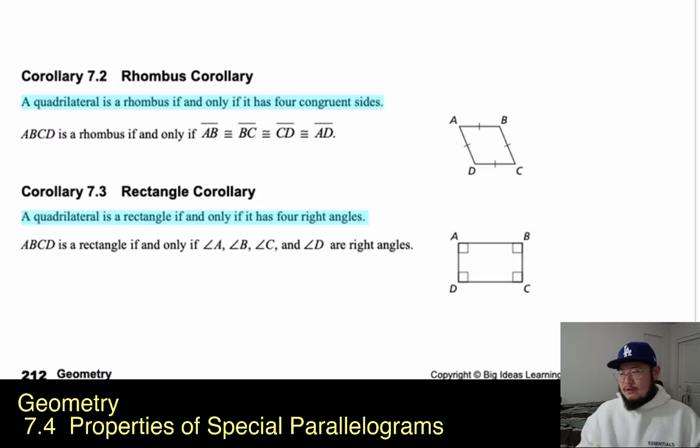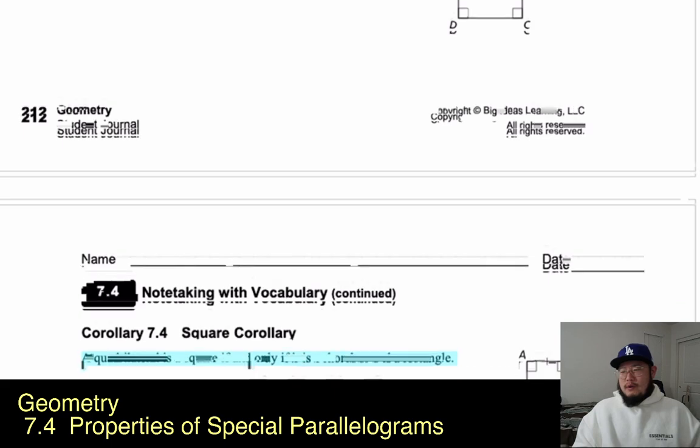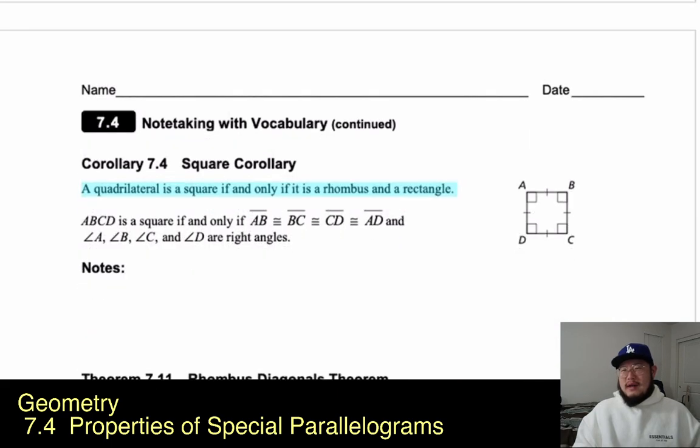The rectangle corollary: a quadrilateral is a rectangle if and only if it has 4 right angles. All right, you should already know that the angles are right angles. Once again, with the square corollary, we have a quadrilateral is a square if and only if it's a rhombus and a rectangle. It's got both combined.